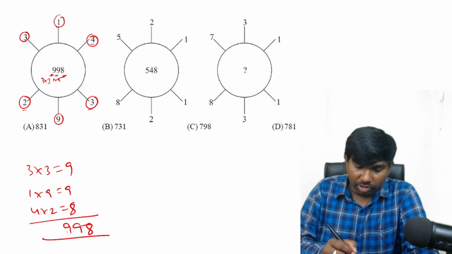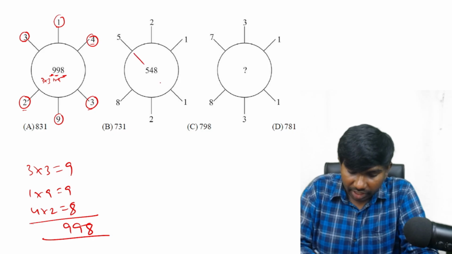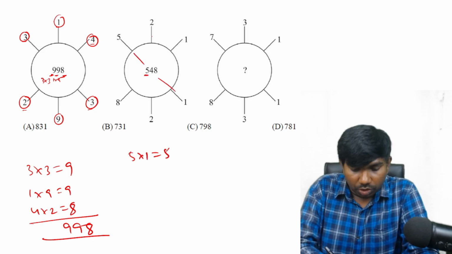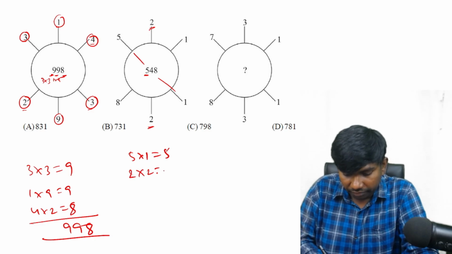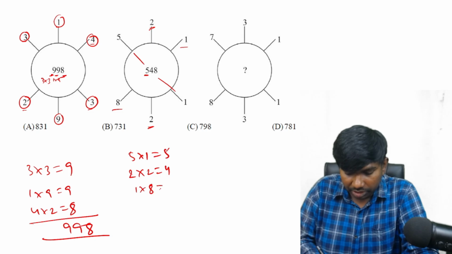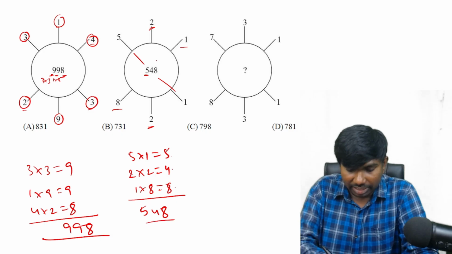Is the same logic applied in the second case? Let us check. 5 and 1. 5 into 1 is 5. 2 into 2 is 4. And 1 into 8 is 8. So the number given is 548. Yes, that is correct.